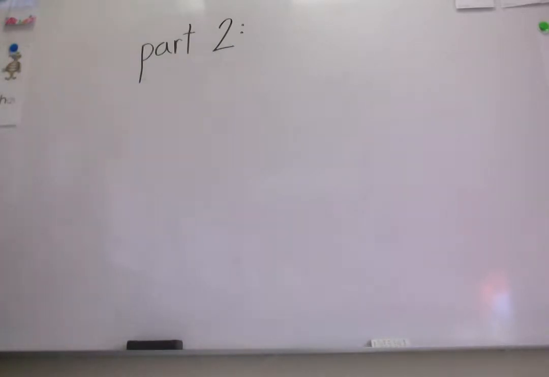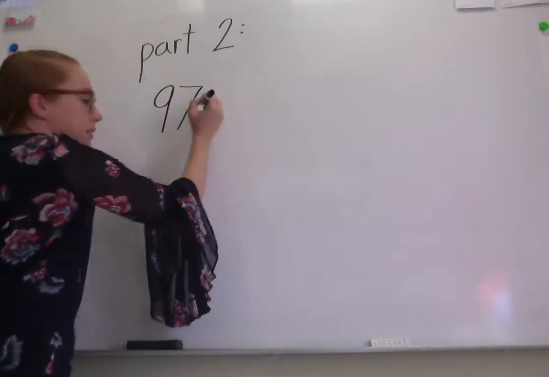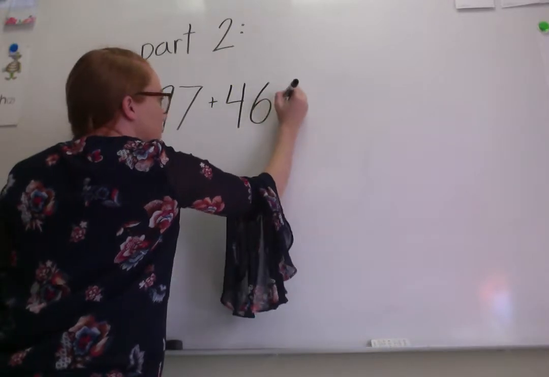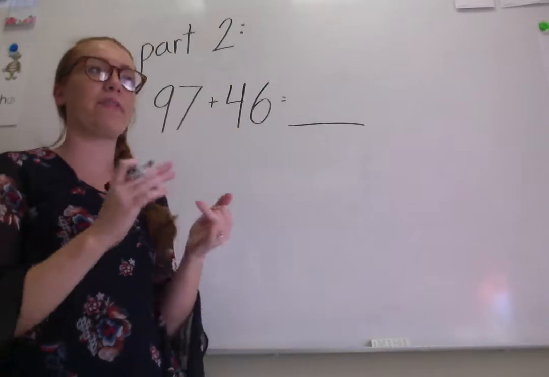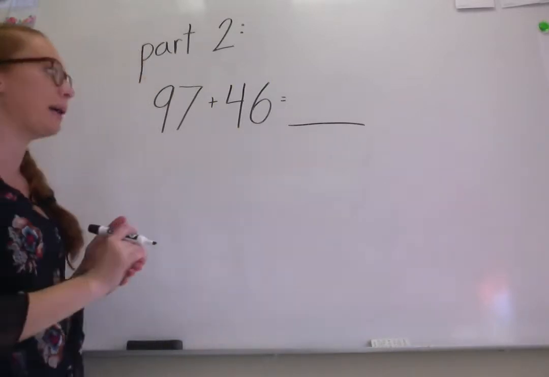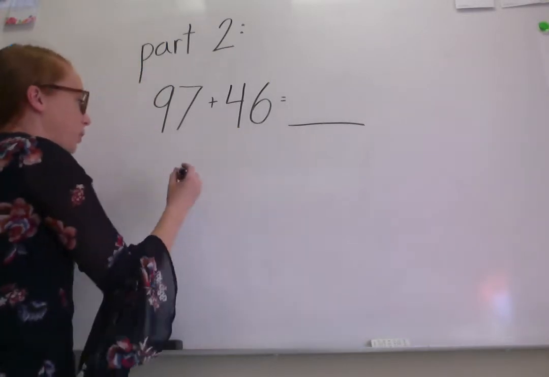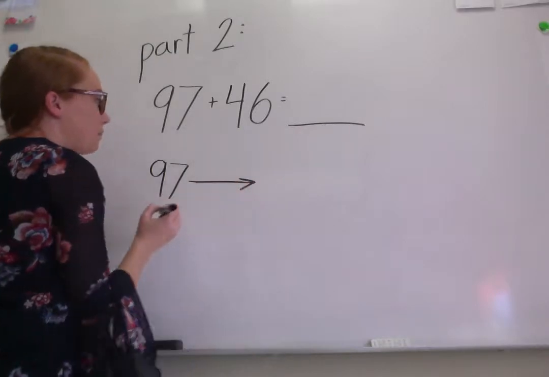In part 2, it wants the kids to solve using any kind of model, okay? They've learned tons of ways to add and subtract, and they can do any way they want to. So if we have 97 plus 46, they have a ton of options. They have vertical form, they have picture, they have the new way of vertical way, they have the arrow way. I'm just going to show the arrow way for this problem, but the kid could do anything they want, they just have to show it. So if I had 97, draw my arrow, and I'm adding.